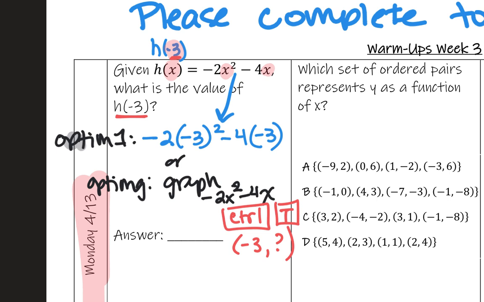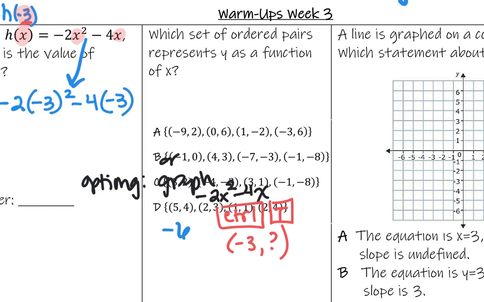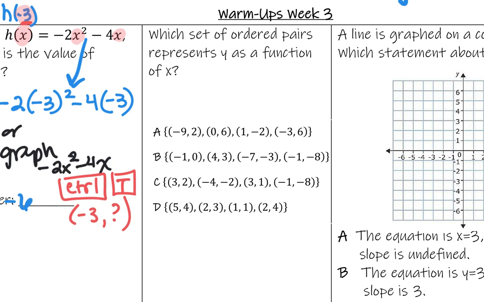All right, next one says, so what was our answer? We said it was negative 6. So negative 6. All right, next one says, which set of ordered pairs is a function? That's the next one. Which set of ordered pairs represents y as a function?